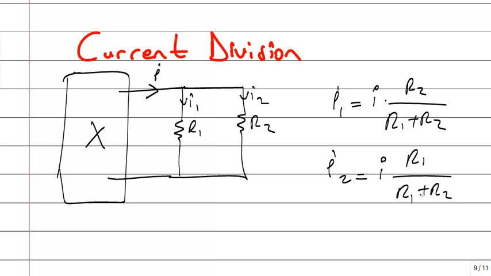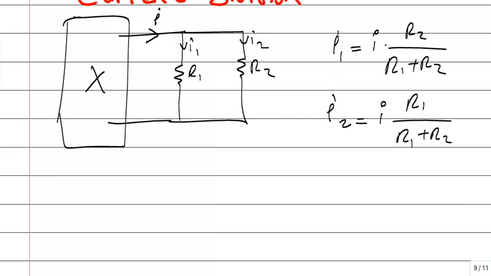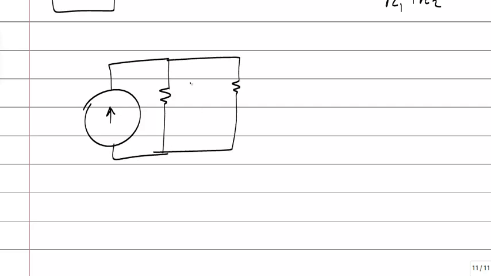High resistance gets low current, low resistance gets high current. So, for example, if you have a circuit like that, 5, 15, we know that this is 11 amps, ohms. Okay, question, what's the voltage of that resistor?